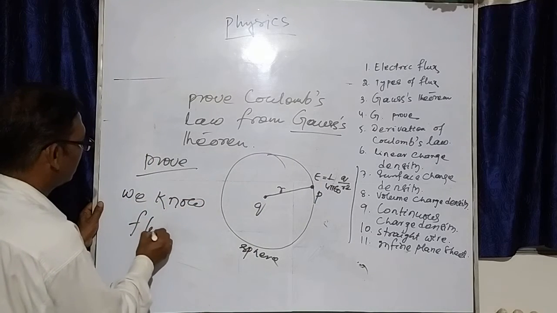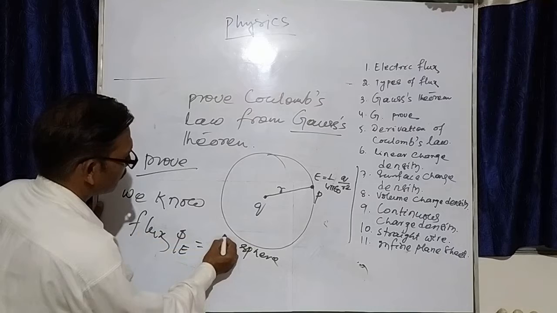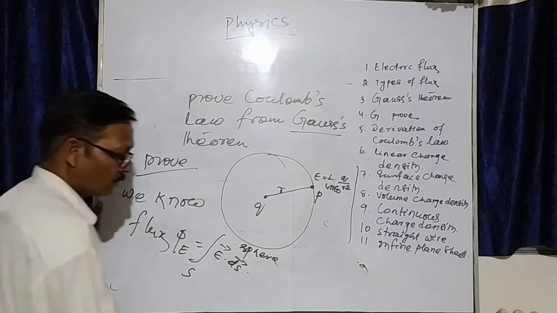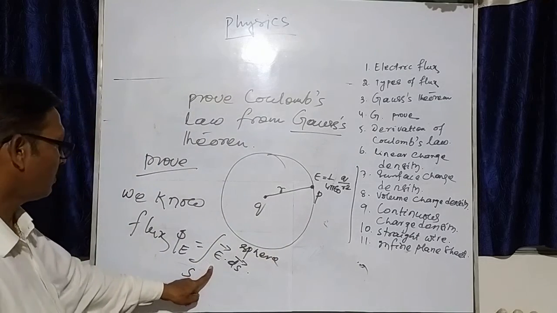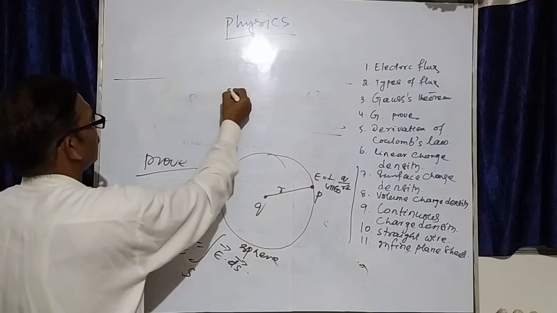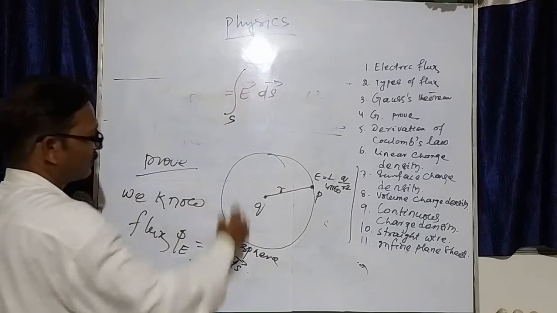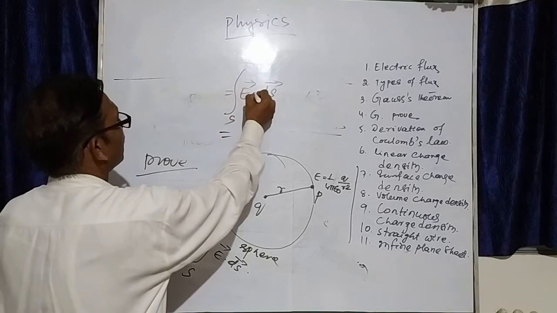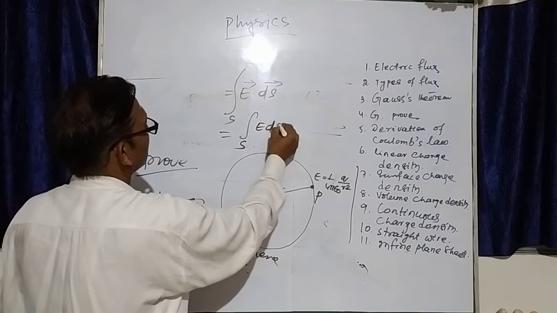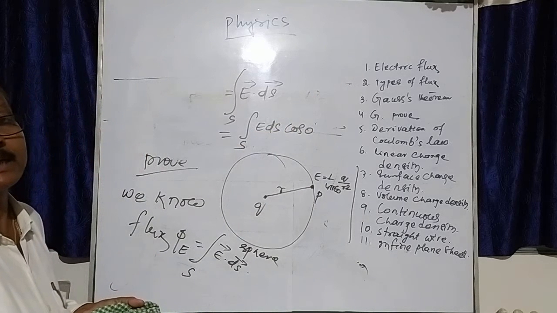We know the electric flux phi E is equal to integration E dot ds. This is the flux definition. This is equal to integration E ds. A dot B is equal to AB cos theta, so this is equal to integration E ds cos 0, since the angle is 0 between the surface area and the electric field.